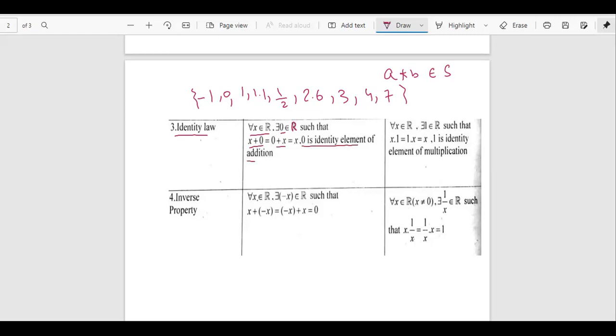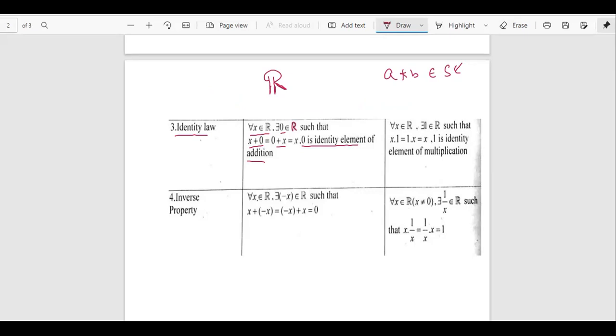Now, these definitions are very complicated. I know that. I'll explain. Identity law basically means that in your set, here particularly we are talking about R, the set of real numbers, we need to have an identity element. In the set, which is real numbers in this case, we need to have our identity element.